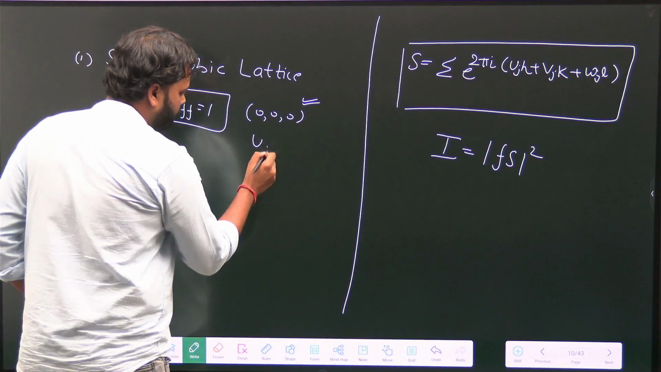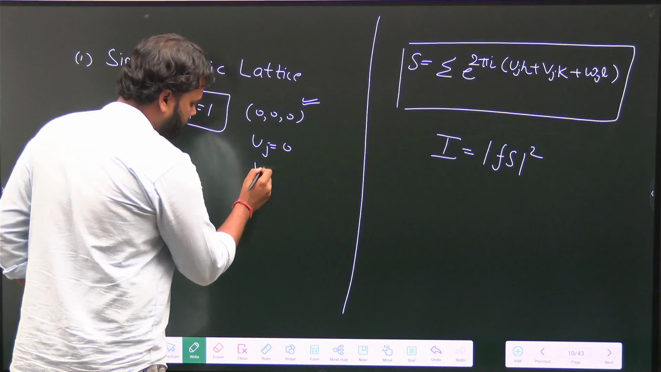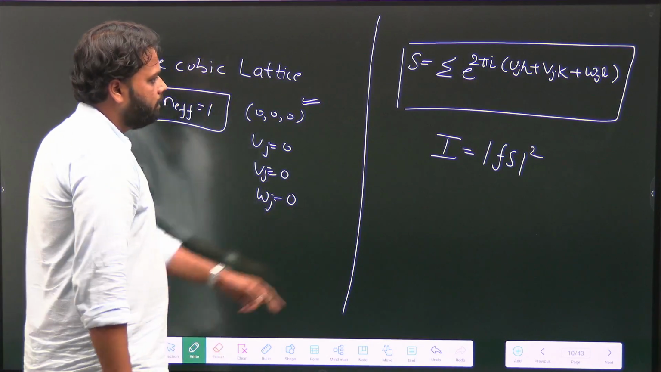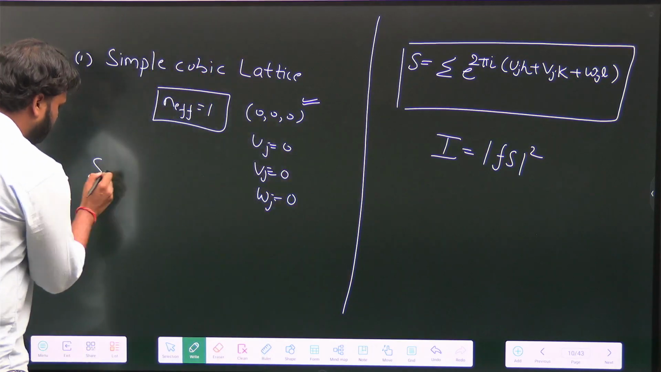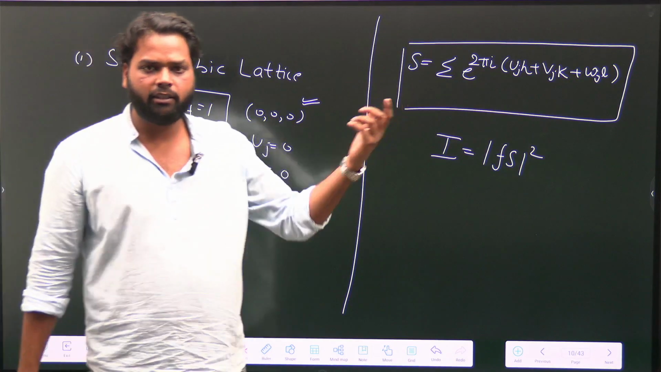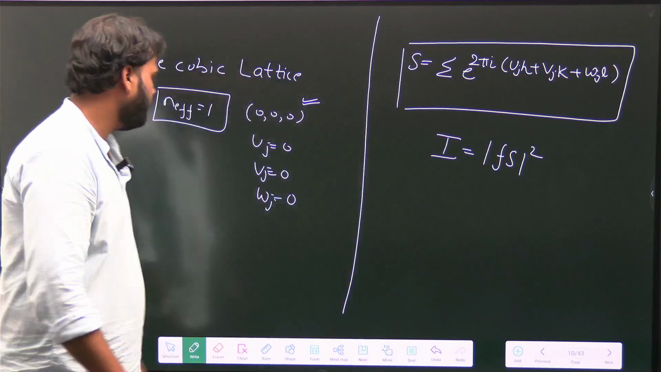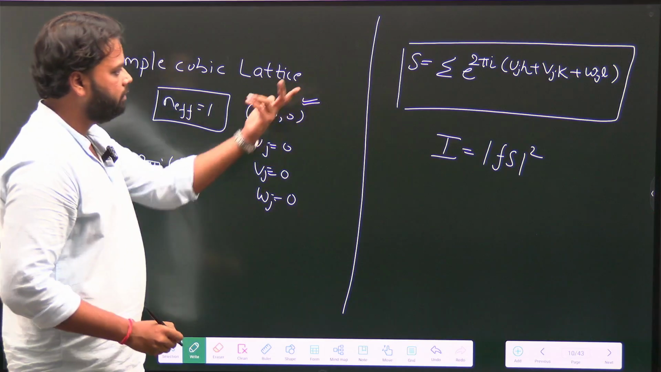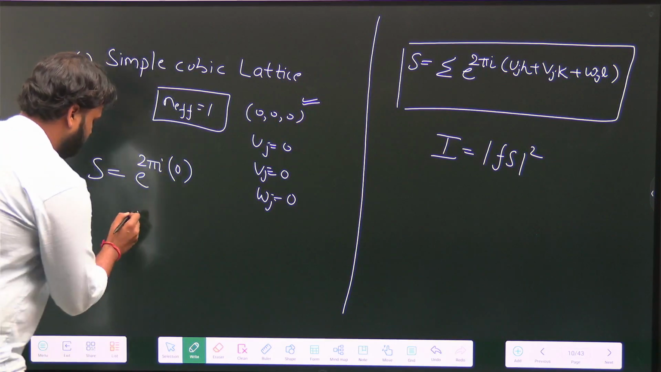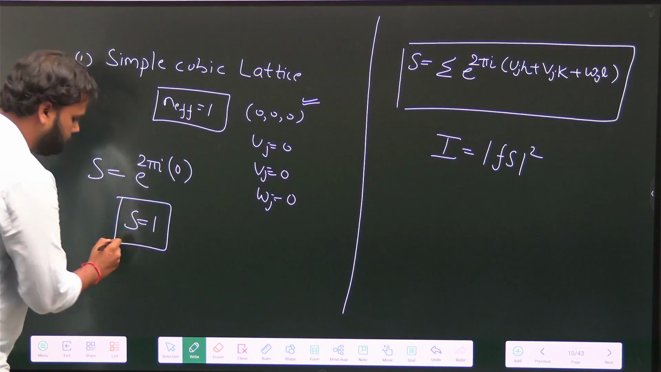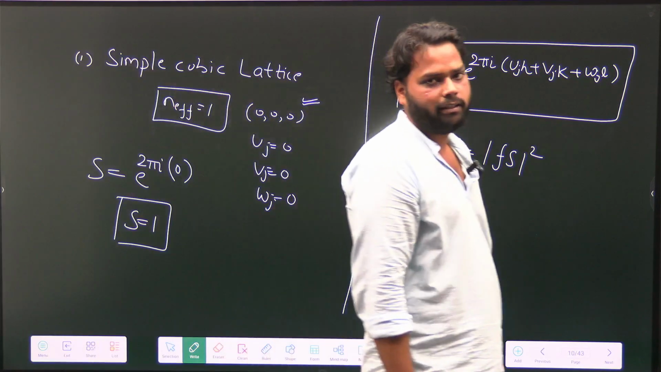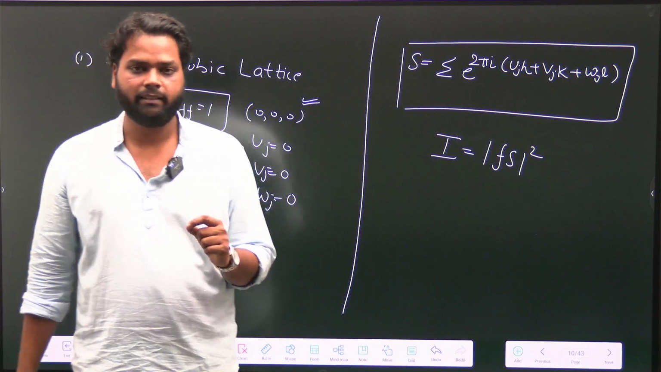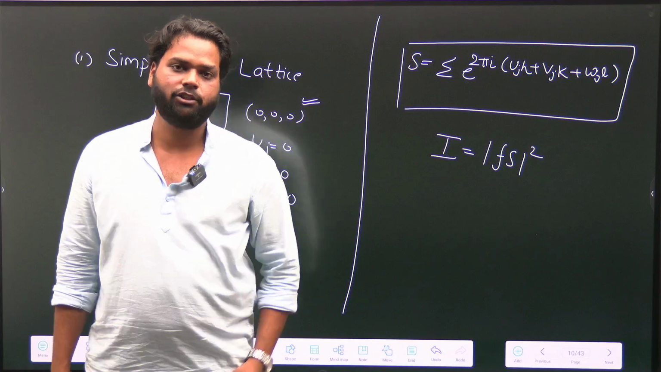What does it represent? u_j is equal to 0, v_j is equal to 0, w_j is equal to 0. Now put the value there. There is only one atom, so no need to write the summation. So S will be equal to e to the power 2 pi i times 0, that is, S is equal to 1. What value of S have we got here? 1. It represents the simple cubic structure.